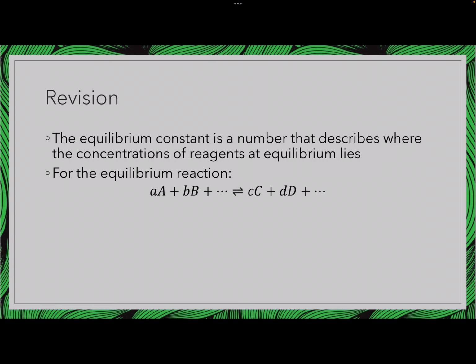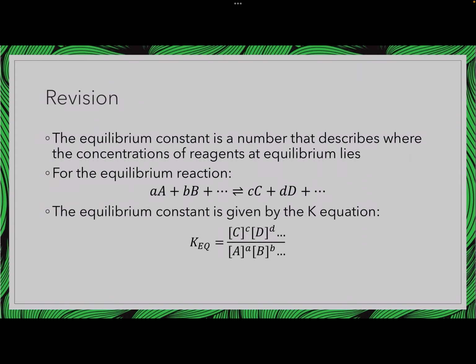For the equilibrium reaction aA plus bB is in equilibrium with cC plus dD, the equilibrium constant is given by the K_eq equation: concentration of C to the power of the stoichiometric ratio c, concentration of D to the power of the stoichiometric ratio d, over concentration of A to the power of the stoichiometric ratio a, times the concentration of B to the power of the stoichiometric ratio b. Remember, products over reactants equals K.